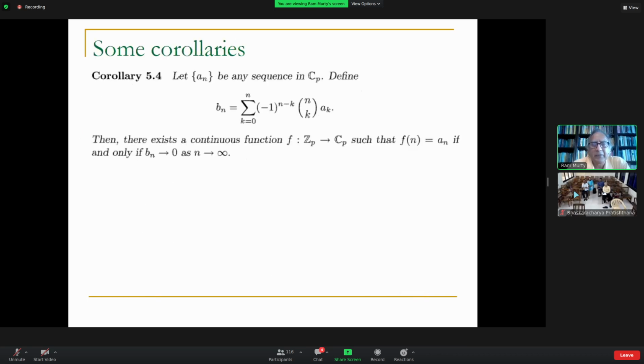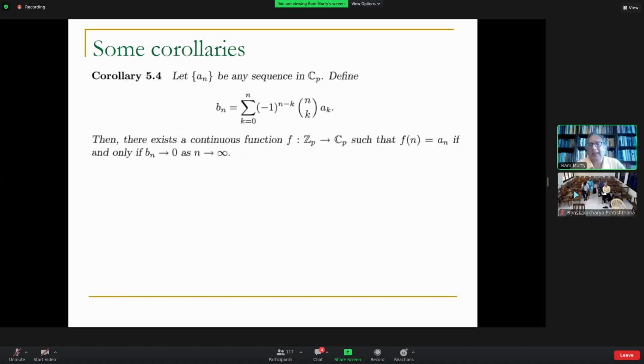One is, if you give me any sequence in C sub p, remember what C sub p was. C sub p is the analog of the complex numbers, the p-adic complex numbers. How did we get that? You take Q_p and you embed it into its algebraic closure. You extend the p-adic metric to the algebraic closure, and then you take a completion again, and finally you get C_p, and that turns out to be algebraically closed. So that's the definition of C sub p.